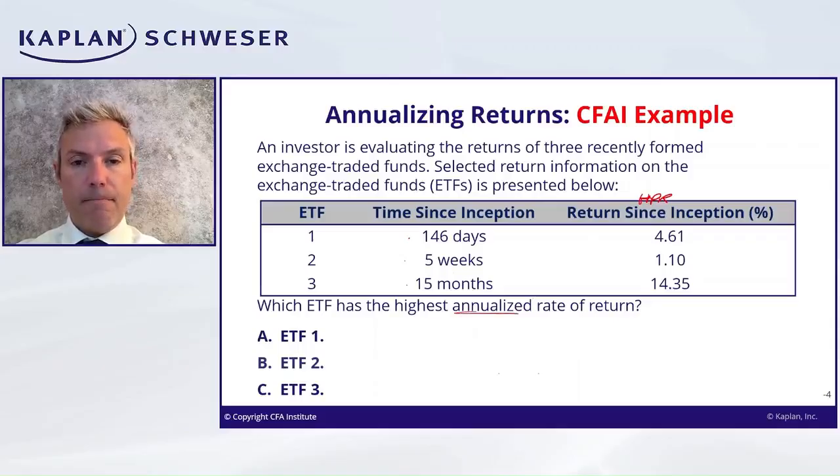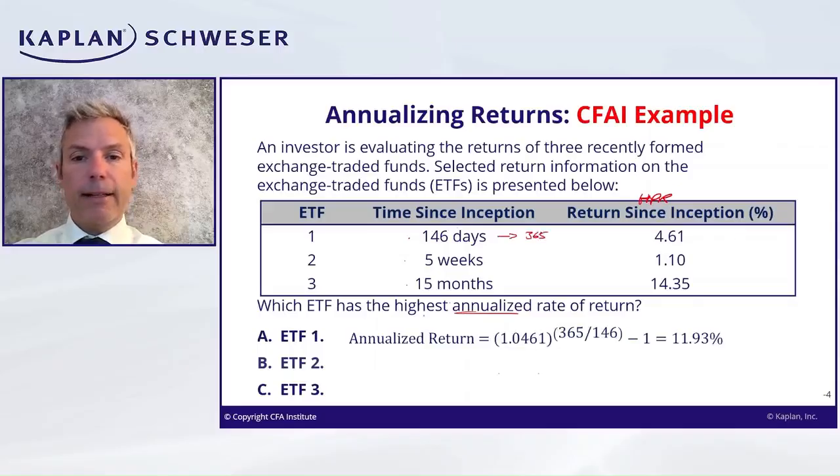Time frame or time period. Okay, so with the first one there, 146 days. How do we get to a year? Well, we're going to scale up to 365 days, right? So the power that we apply, here's 1 plus the HPR, all right? 1 plus 4.61% in decimalized terms. The power we're going to apply is 365 days in a year relative to 146 days in our holding period.